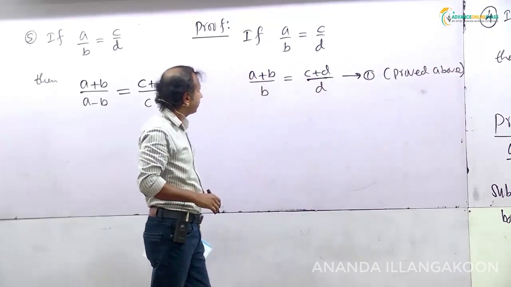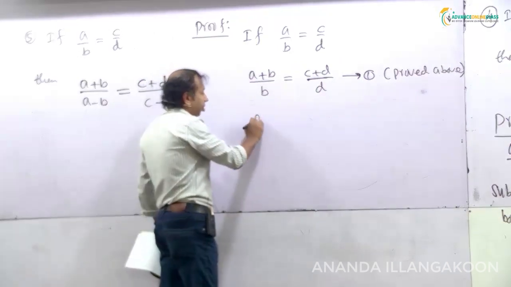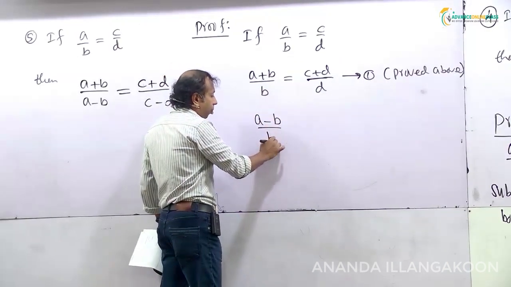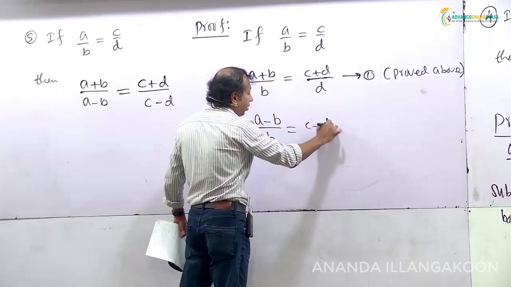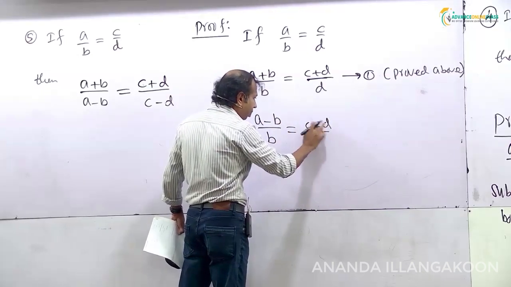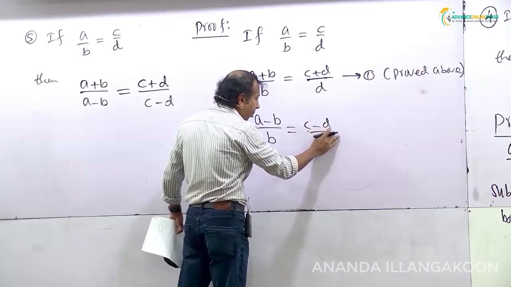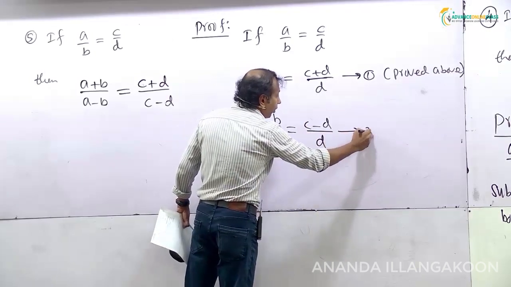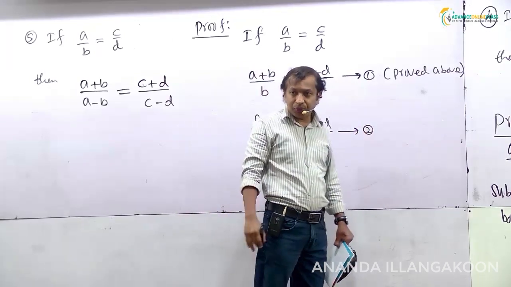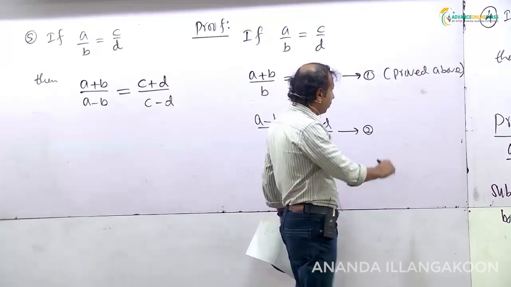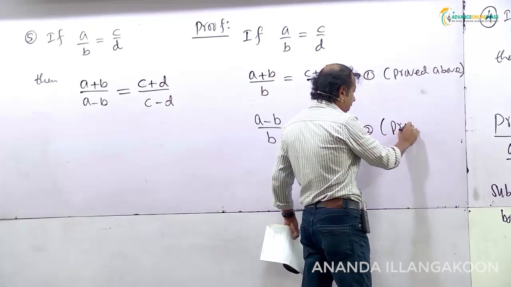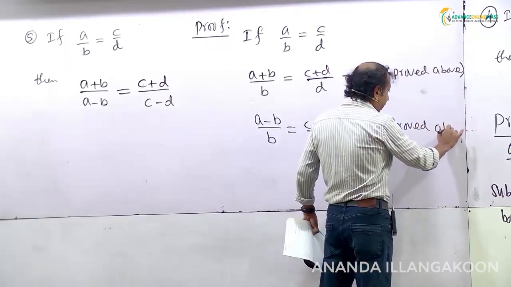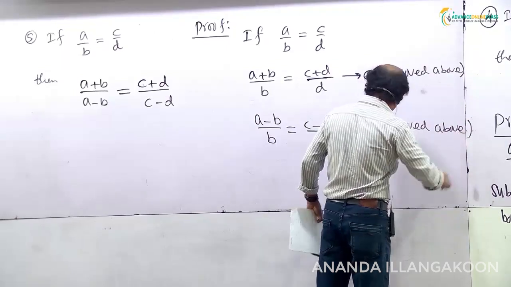Secondly, A minus B over B is equal to C minus D over D. Number 2. Also proved, no? Also proved. Proved above. Right.